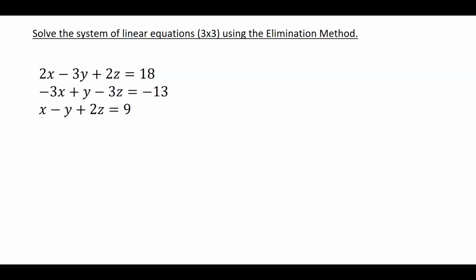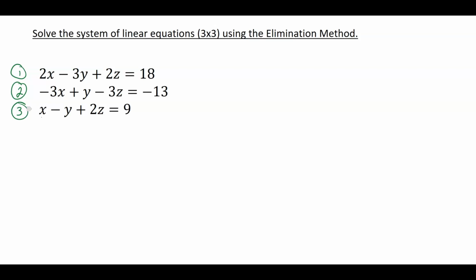However, that's not always the case. So for this case, I'm just going to decide to eliminate the y variable. And I have to use 2 equations at a time. So let's first start by numbering them. We'll call this one number 1, number 2, and number 3. I'm going to work with equations 1 and 2 together using the elimination method to try to eliminate the y variable. And this is done exactly the same way as it was with 2 variables.